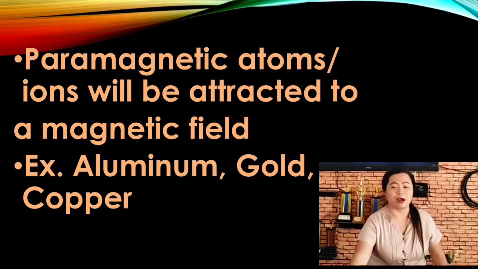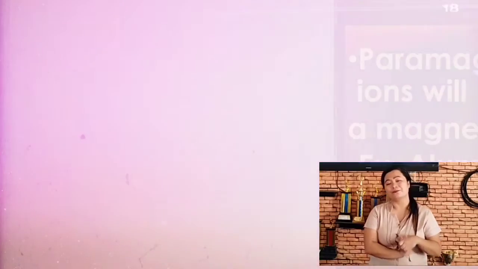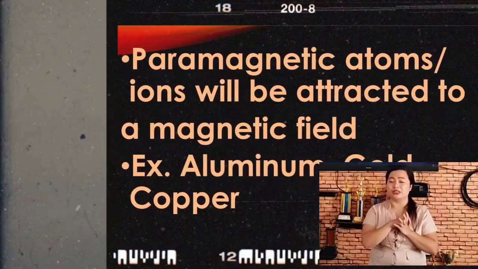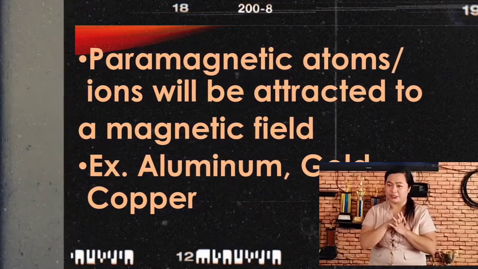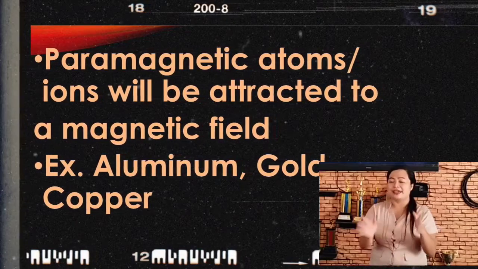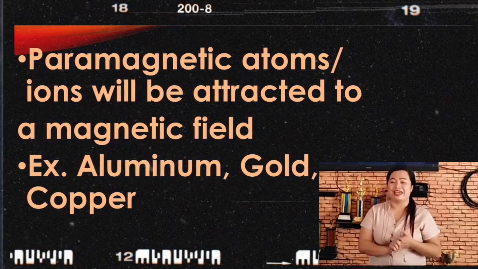Actually, the paramagnetic atom will be attracted to a magnetic field. Examples of these elements are aluminum, gold, and copper. Do you have any questions about paramagnetism? Again, when we say paramagnetism, that is unpaired electrons.